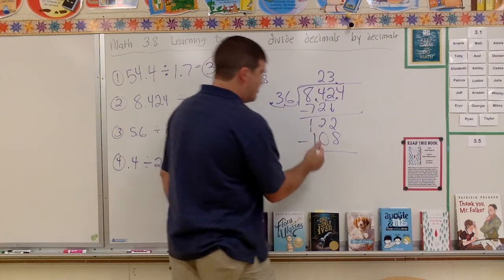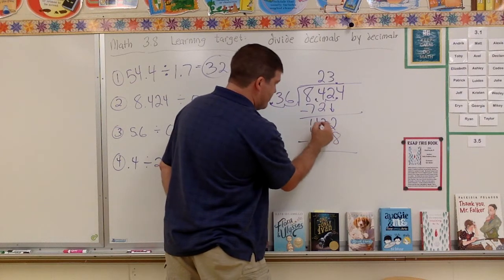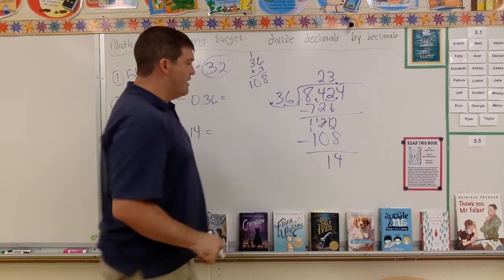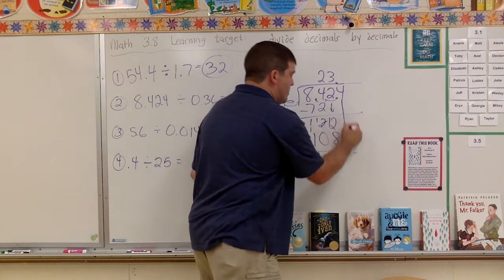So I'm good there. Okay, so I subtract this out. 2 minus 8, can't do. That becomes a 12, so that's 14. Okay, so I have 14 here. I got another number here I can bring down.